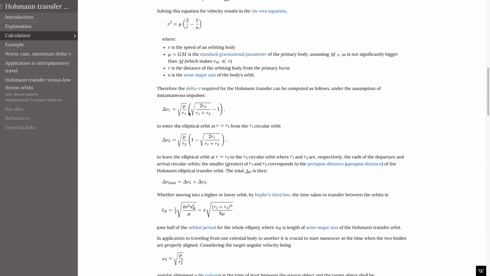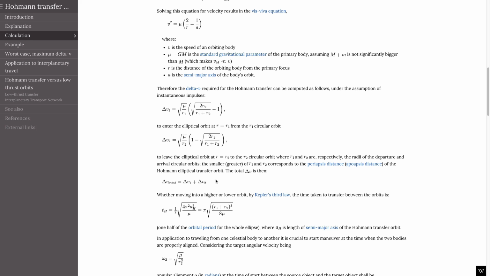Okay, here we go. Here's the math that we have to implement, and this is scary. This is big. This is terrifying, but it's okay. We will be just fine. So this first one is going to give us the delta V requirements for our first burn, and the second one's going to give us the delta V requirements for our second burn, and then obviously the total delta V requirements is going to be the sum of those two.